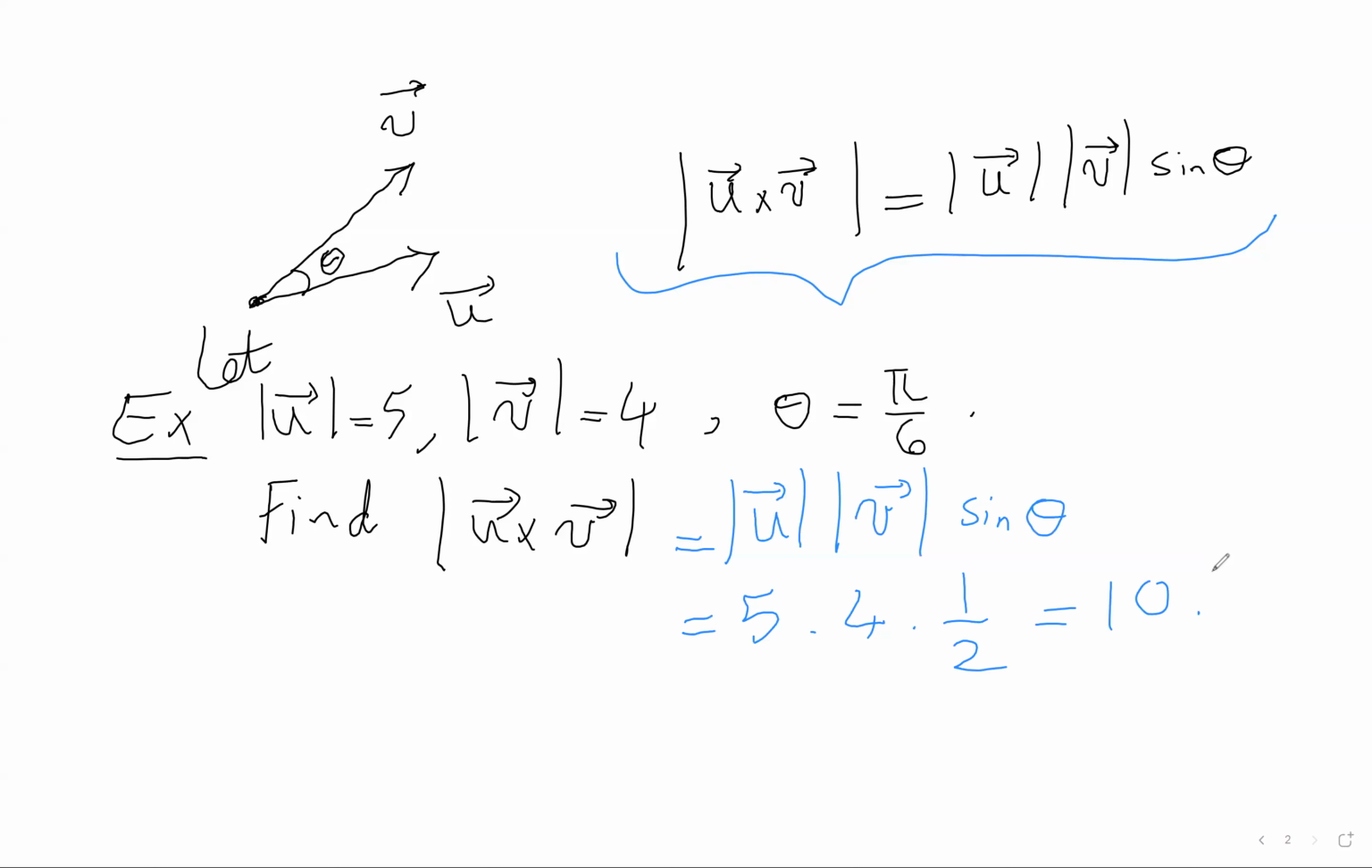So with this information, I can only find the length of U cross V. I cannot find U cross V just by the information we see in this example. But I can find the length of that. In this regard, we know that this formula is something more familiar in geometry.